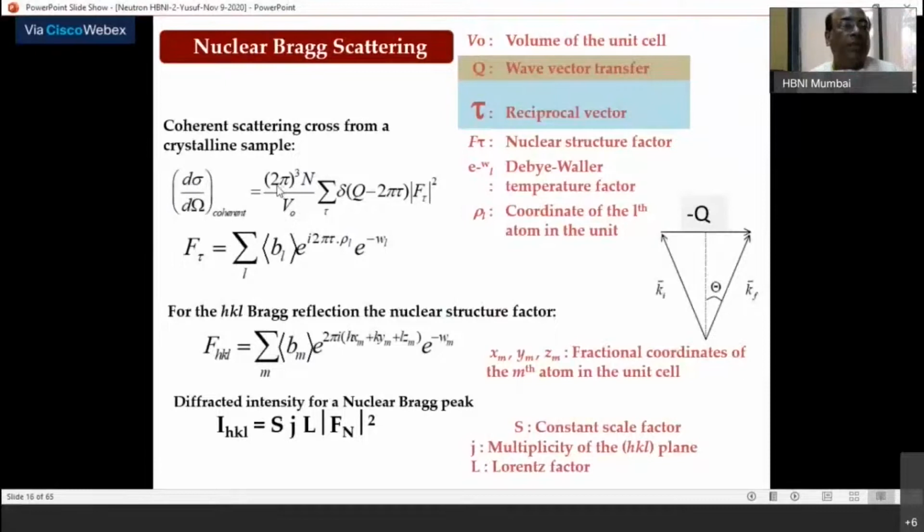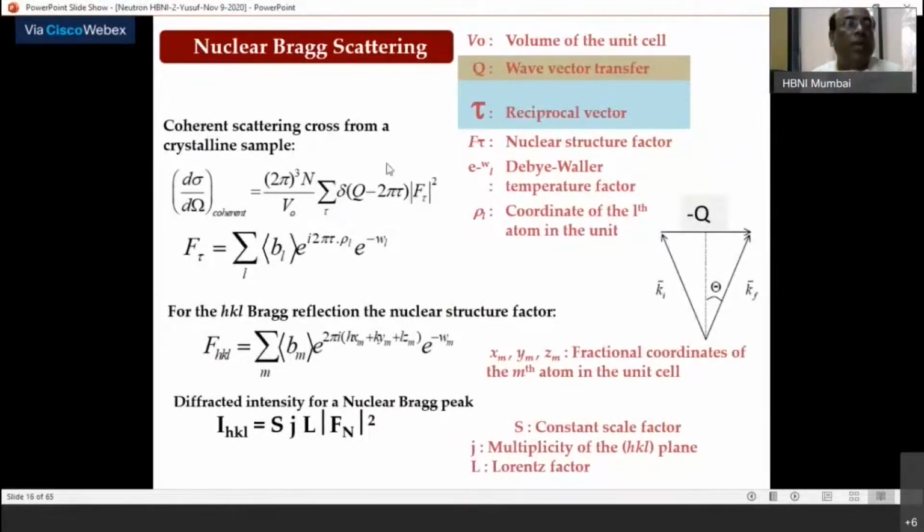What are those prefactors? This is (2 pi) cubed over V naught. N is the number of scatterers. As you know, if you put only 1 Avogadro number of atoms, and then 10 Avogadro number of atoms, the number of scatterers is more, so the differential scattering cross section will increase. It is proportional to the number of scatterers. And what is V naught? The unit cell volume.